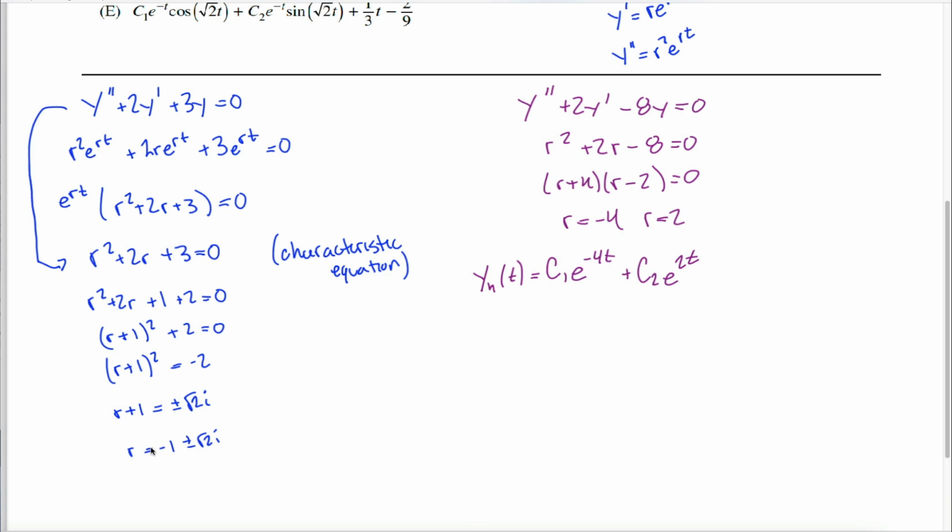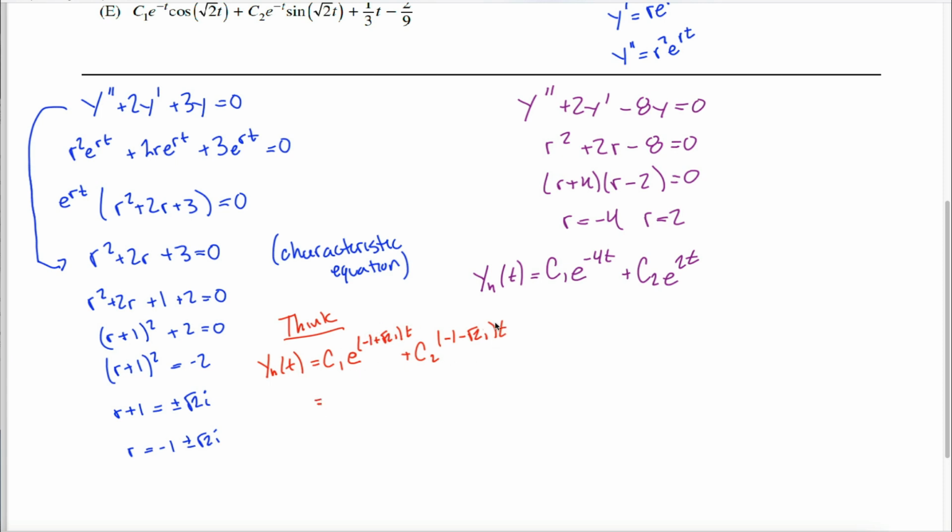What if your roots are complex? Well, it's kind of the same idea. You might think that I'd get a linear combination. So C1 times something plus C2 times something else. And here these somethings are e raised to the negative 1 plus root 2i, t and negative 1 minus root 2i, t. And that works out fine, but things get kind of messy.